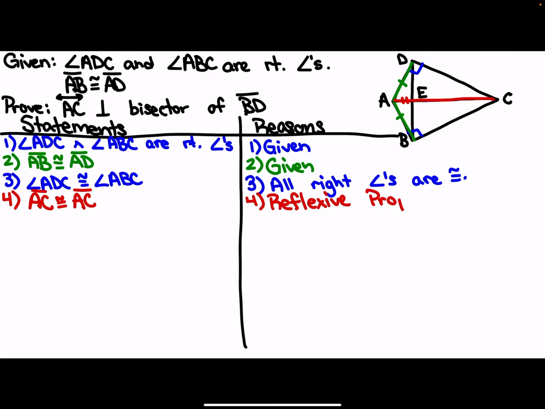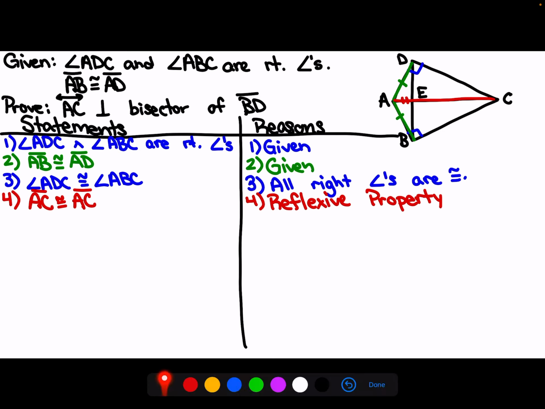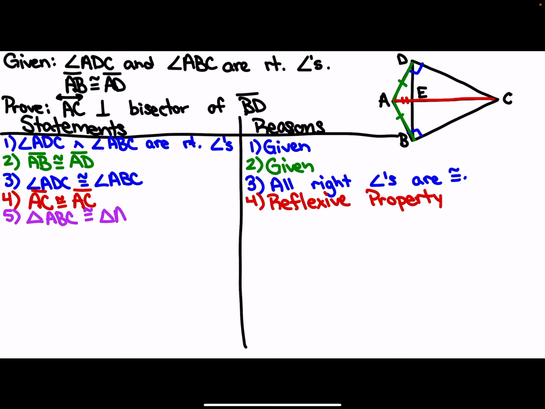From here, we can see if these two triangles are congruent. We have angle, side, side. That's not a congruency postulate for us, though. But we have a right angle, so we could use hypotenuse, leg. And since it's a right angle, that works. So triangle ABC is congruent to triangle ADC by HL, hypotenuse, leg.